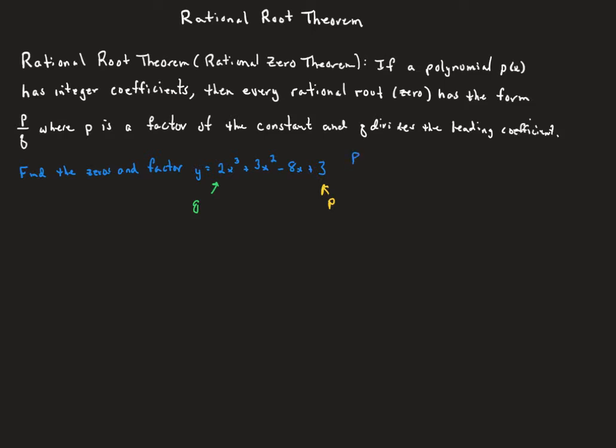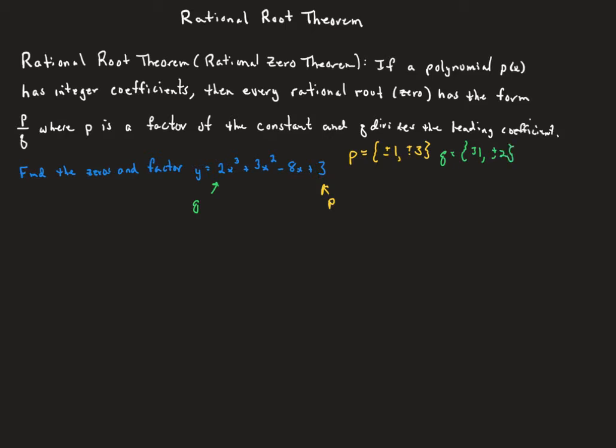So what this does is it gives us a list of possible choices. The p's are things that divide into the constant evenly. So the things that divide into 3. In this case, that would mean either a positive or negative 1, or a positive or negative 3. And that's it. The q's have to divide into the leading coefficient evenly. So in this case, that could be either 1 or negative 1, or 2 or negative 2.